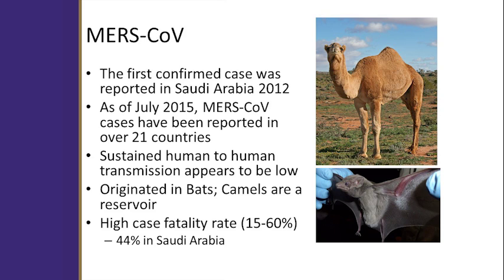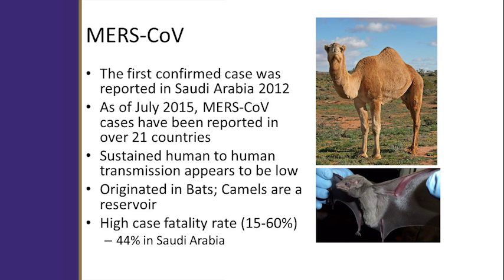SARS isn't the only one in the coronavirus family we were worried about. Also MERS, or Middle Eastern Respiratory Syndrome coronavirus. This one's now been reported in over 21 countries. Has a really low sustained human transmission, so the endemicity in humans is probably not going to be a big issue. However, there was a cluster in Korea that was quite significant in terms of the human-to-human transmission.